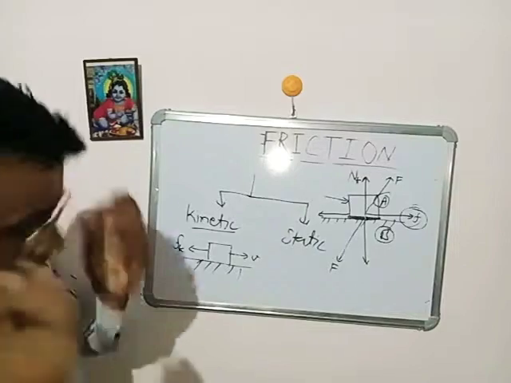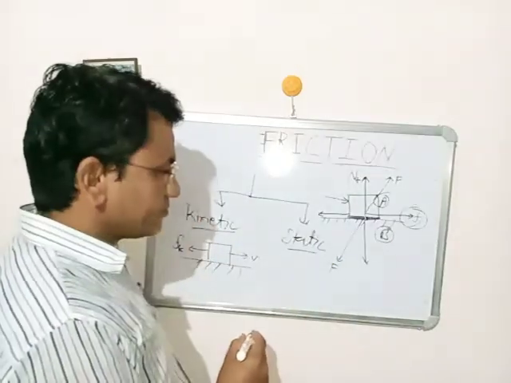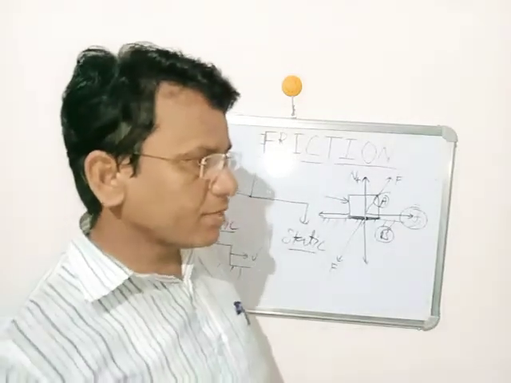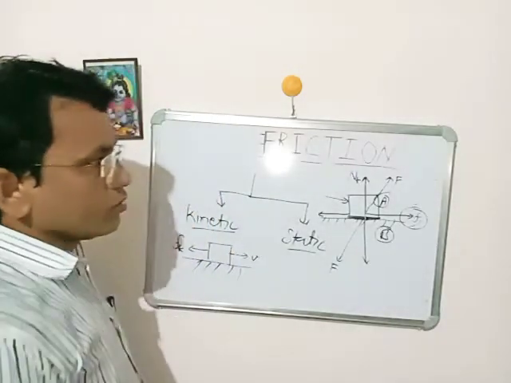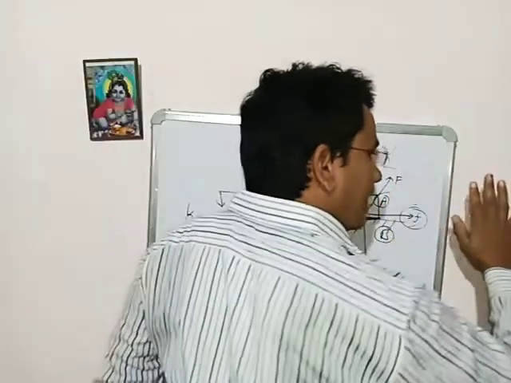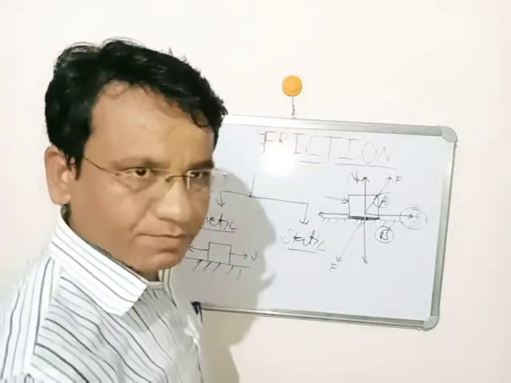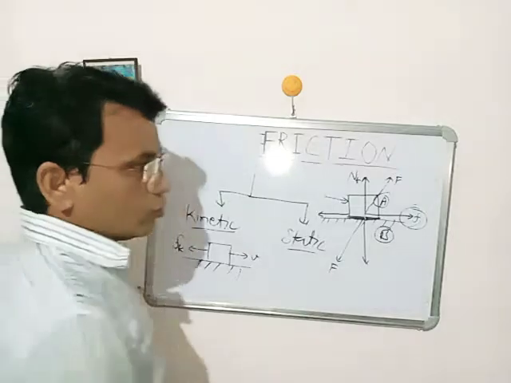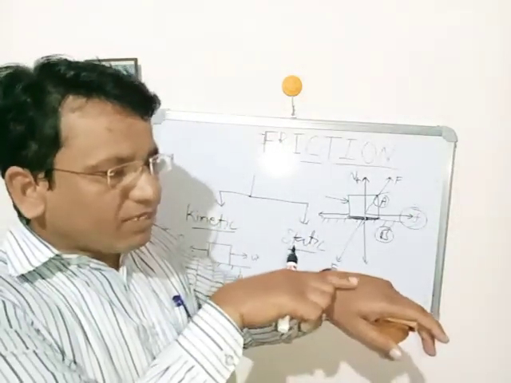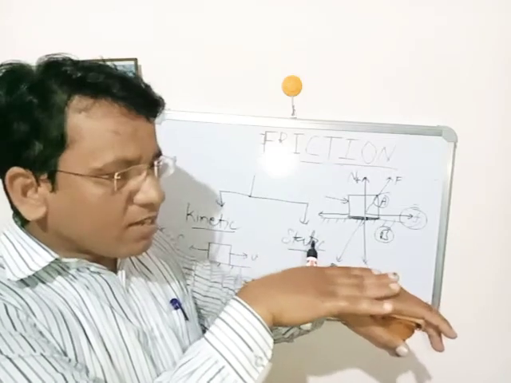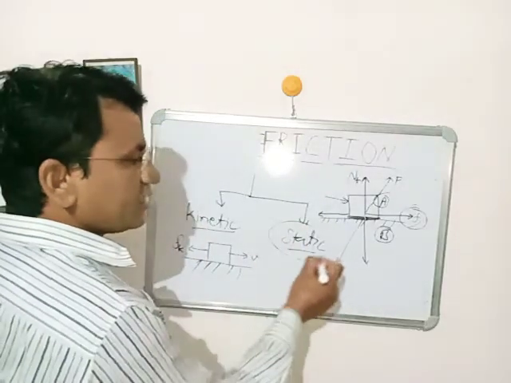And static friction means, if we have a heavy body like an almirah and you apply a force on the almirah, the almirah cannot be moved. So friction will be developed between the surface of the almirah and the surface of the ground. That friction is called static friction.